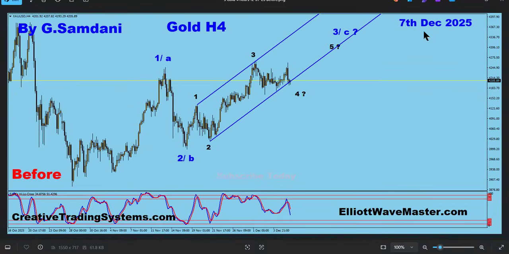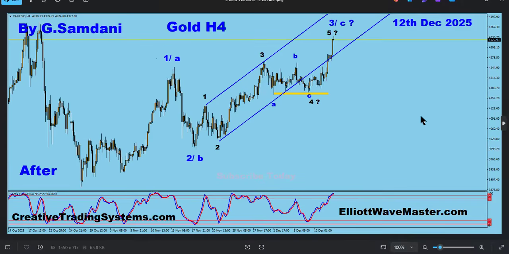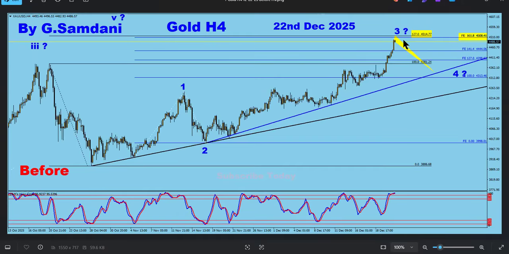So now you can see there's the gold 4-hour chart. My Elliott wave count is wave 1, 2, and then 1, 2, 3, 4, and then we're going to go up for wave 5 and finish wave 3. This is on December 7th. So now this is what happened. It went up very nicely and even went a lot further to the upside.